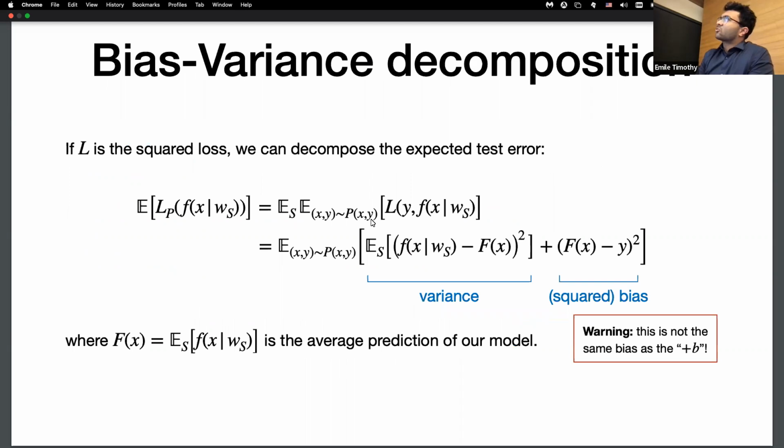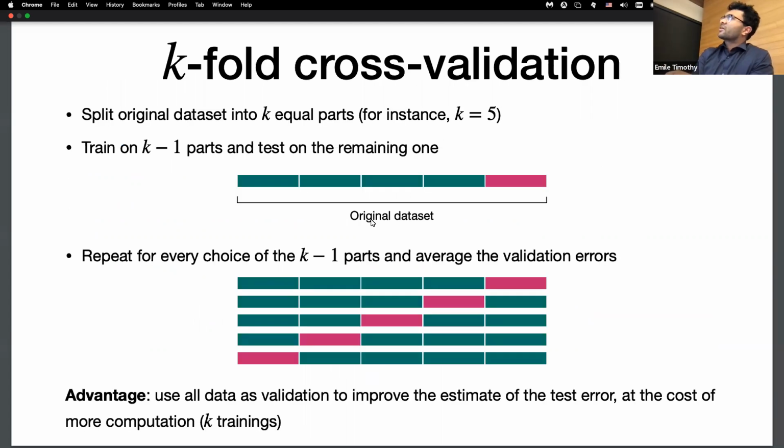And in set 1, we explored the notion of the bias-variance decomposition, where we said that every expected test error can be decomposed into a sum of variance and squared bias. We also spoke about k-fold cross-validation, which was a really powerful notion for how to deal with testing.